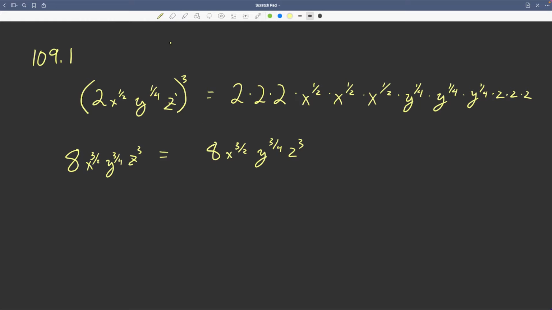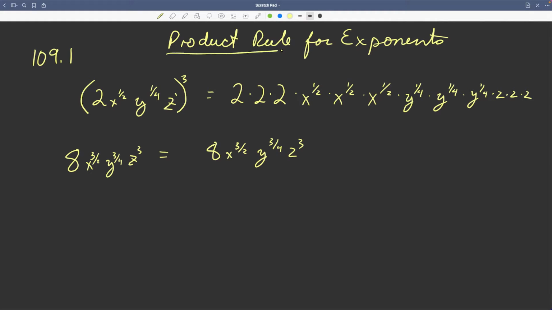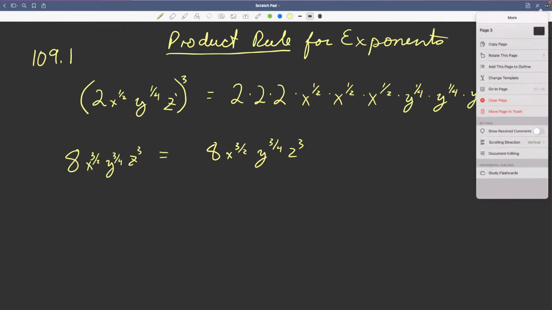The product rule for exponents is what you're using, if you need reminding of which one that is. The product rule. Product means multiplication. All right, let me clear this. Let's look at 109.2.